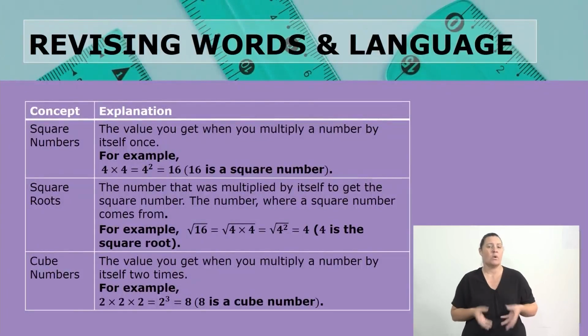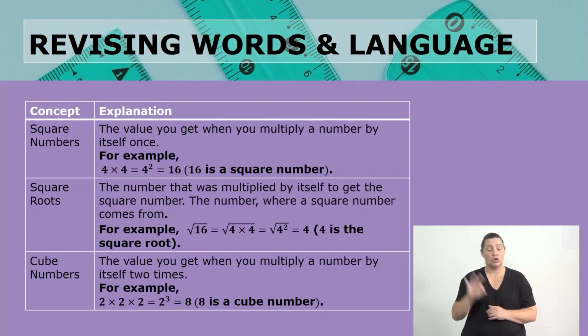Let's look at some words that you are supposed to know that we are going to be using throughout this lesson. Square numbers: the value you get when you multiply a number by itself once. For example, 4 times 4, which is 4 squared, and the answer is 16. 16 is the square number. Square roots: the number that was multiplied by itself to get the square number. The number where a square number comes from. So for example, the square root of 16. We know that 16 comes from 4 times 4, which is 4 squared, and the answer there will be 4. So 4 is the square root of 16.